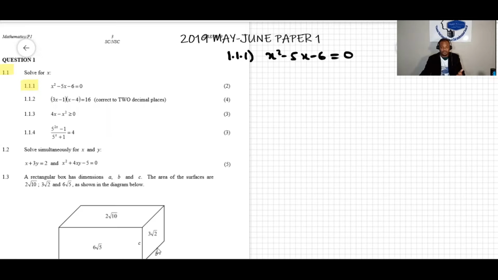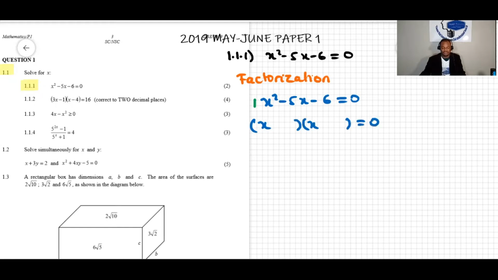or by using the quadratic formula or by completing the square. Okay, now let's first do this problem by factorization. So by factorization, we have x squared minus 5x minus 6 is equal to 0. This is what to do. First, we look at the leading coefficient, meaning the coefficient of x squared. It is just 1. Because it is 1, we can put x in the bracket like this, equal to 0.